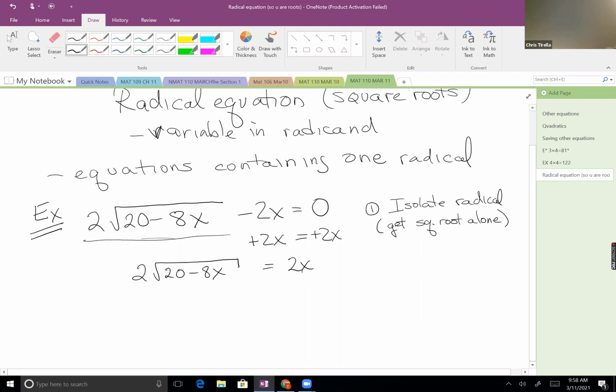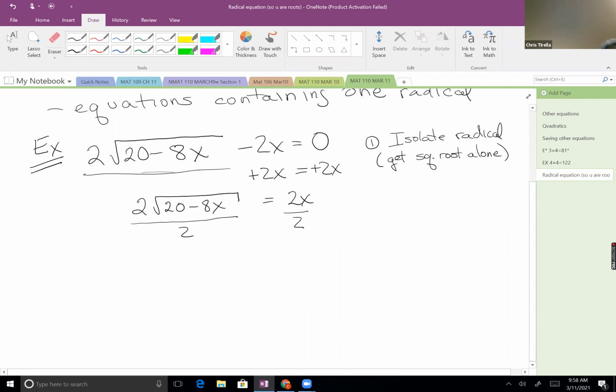Now that radical term is alone, but the radical isn't quite all alone. It's got that coefficient of 2. So I'm going to go ahead and divide both sides by 2. And so now I've got that radical all alone. The square root of 20 minus 8x is equal to x.